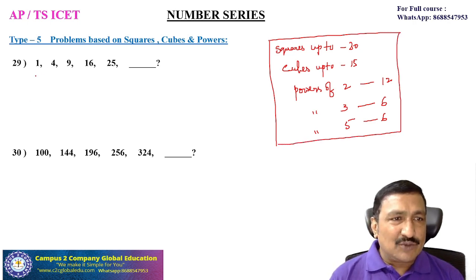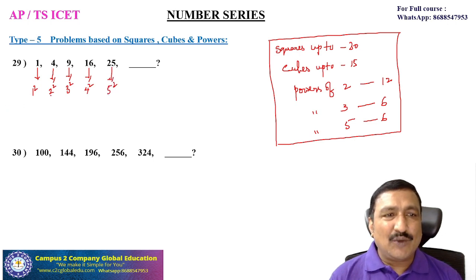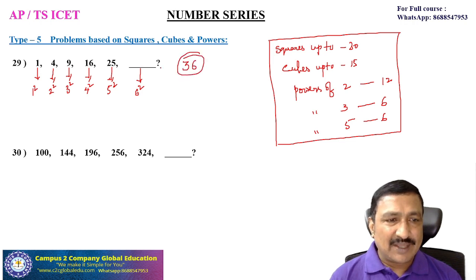Now if you look at this one, we can say directly 1 can be written as 1 square, 4 can be written as 2 square, 9 can be written as 3 square, 16 can be written as 4 square, and 25 can be written as 5 square. So these are the squares of natural numbers. The next number should be in the form of 6 square. 6 square is equal to 36, friends.